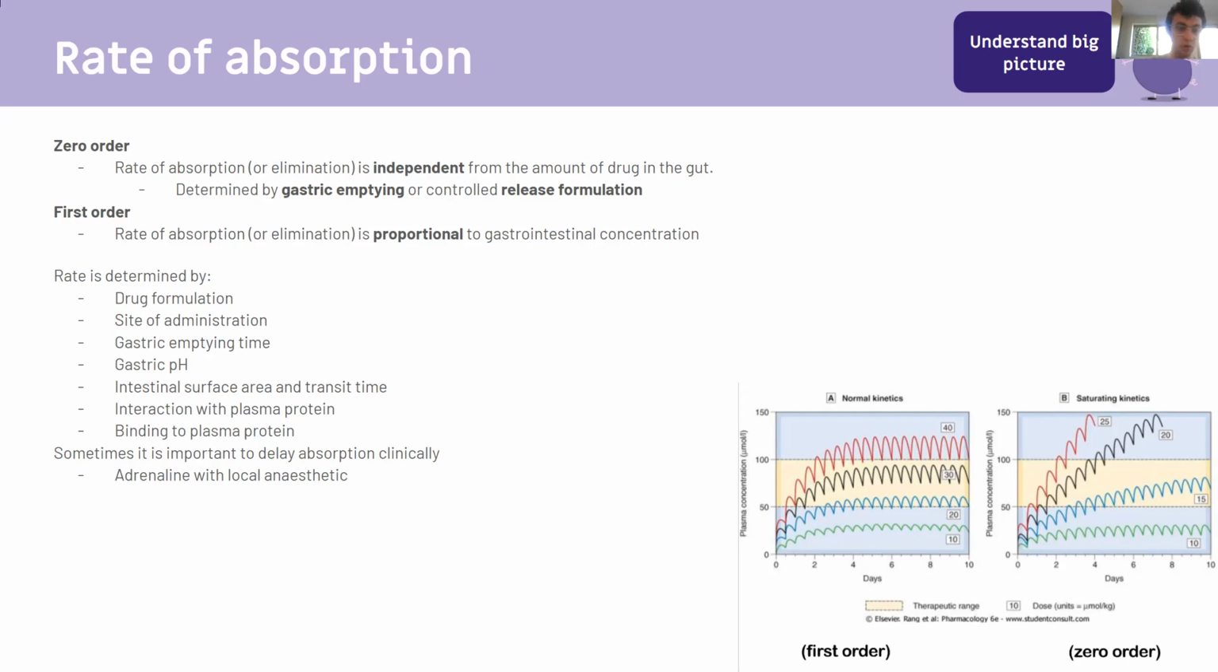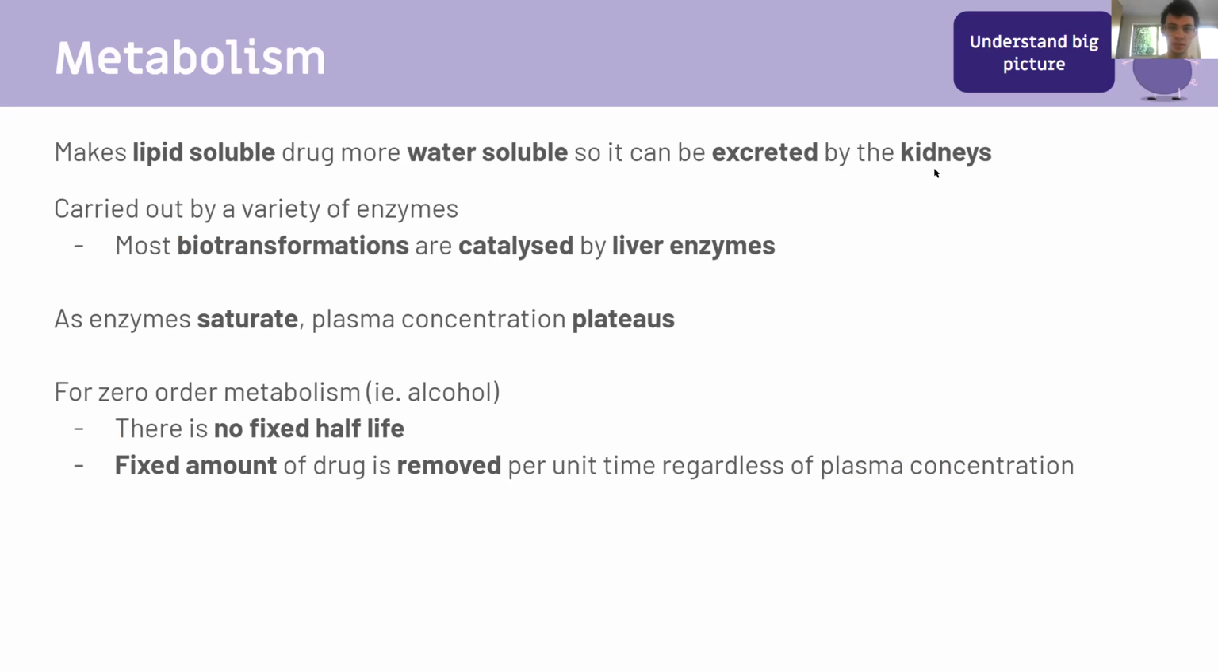Sometimes it's important to delay absorption. You'll get this in a lecture in a few weeks. That's why you give adrenaline with local anesthetics. You want constriction so the anesthetic doesn't go systemically and cause lots of adverse effects and is not as concentrated. Next slide, please. I hope that makes sense. It's the hardest thing of this week, of my lectures.